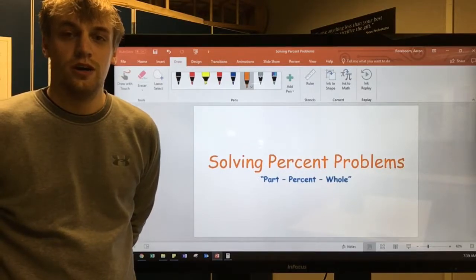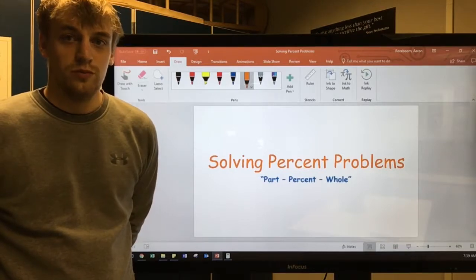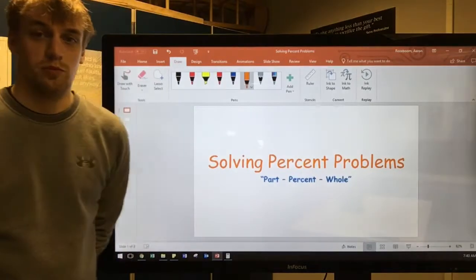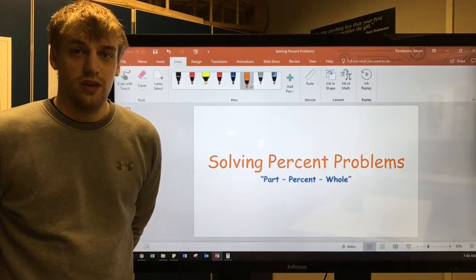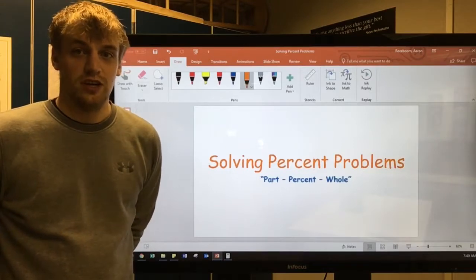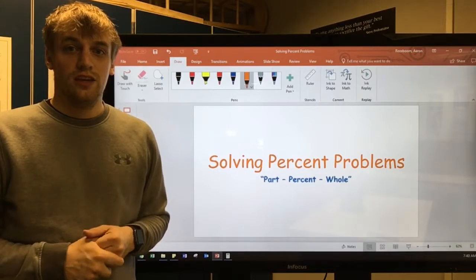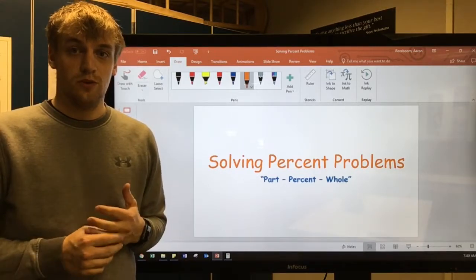We're going to talk about how to solve percent problems. When you solve percent problems, there's a few different ways that you can do each type of percent problem, but we're going to talk about the part percent whole method. The reason that we're going to use that is because it's like setting up a proportion, and you can solve each of the problems using this same way.